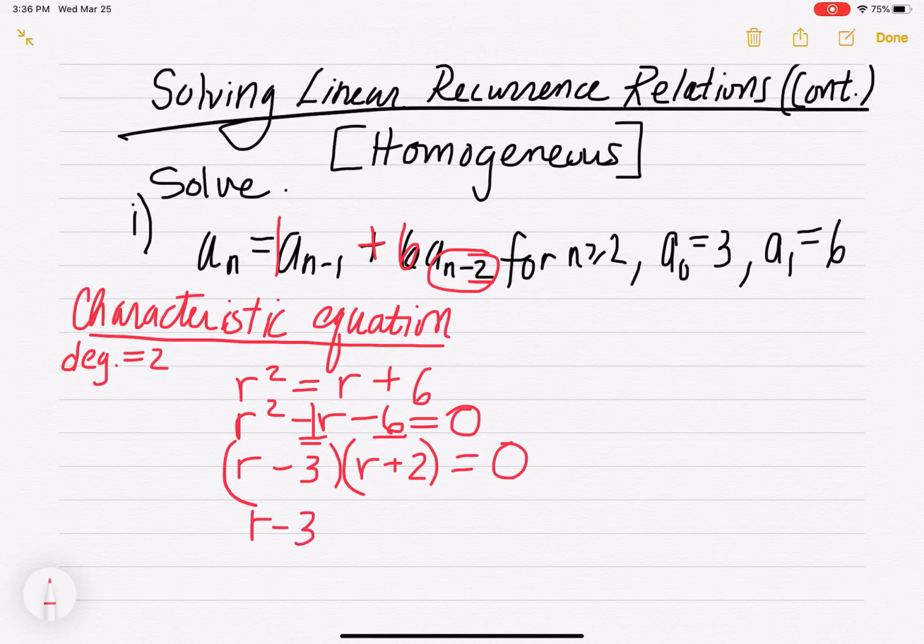Set your factors equal to 0. r minus 3 is 0, r plus 2 is 0. That's by the zero factor property or zero product property. You get r equals 3 for your first root, r1. And for your second root, r2, you're going to get negative 2.